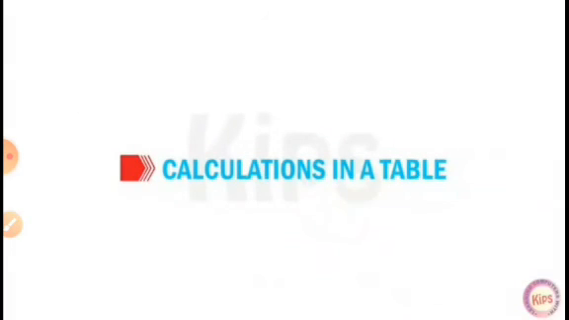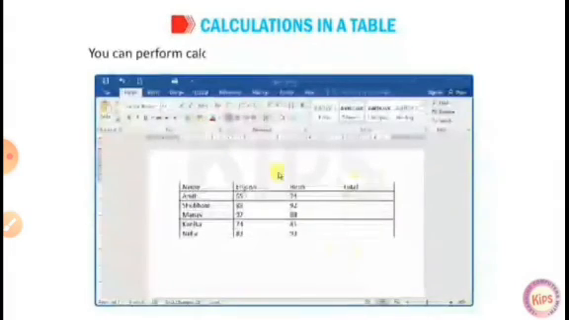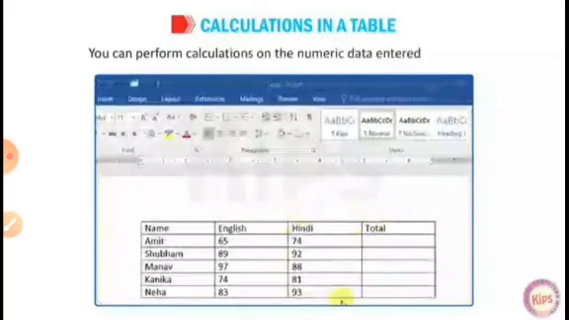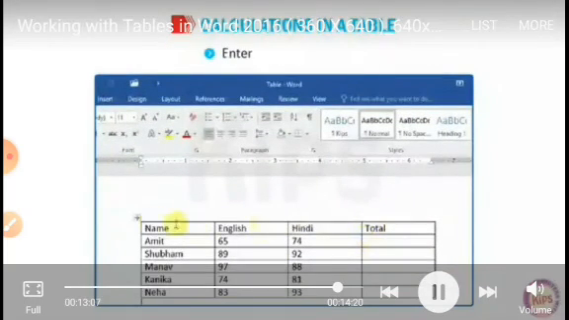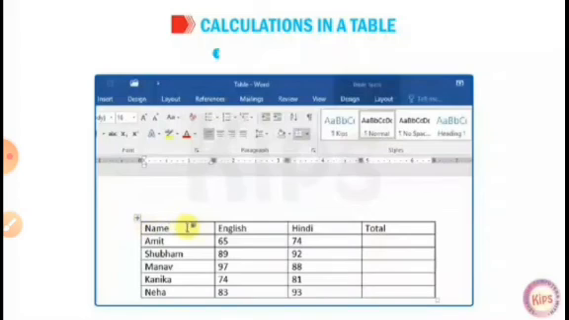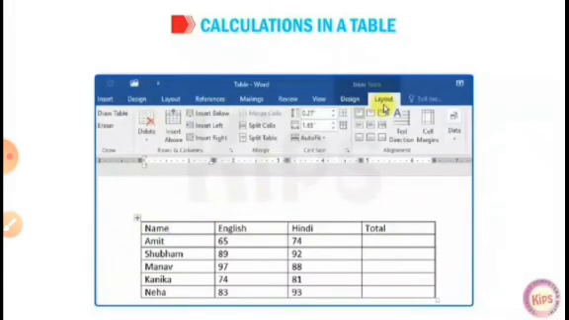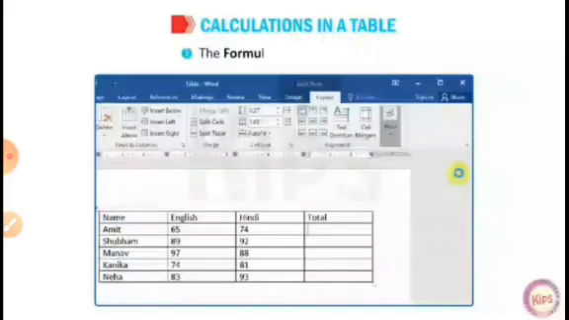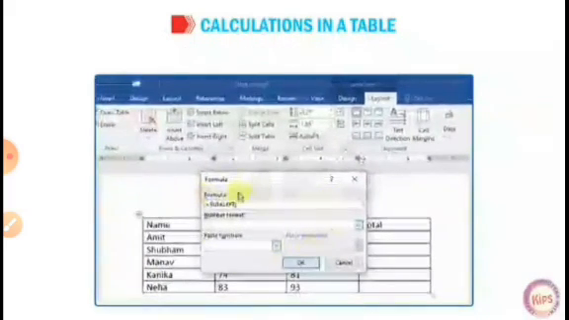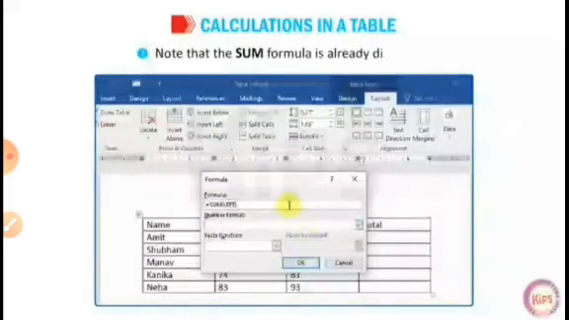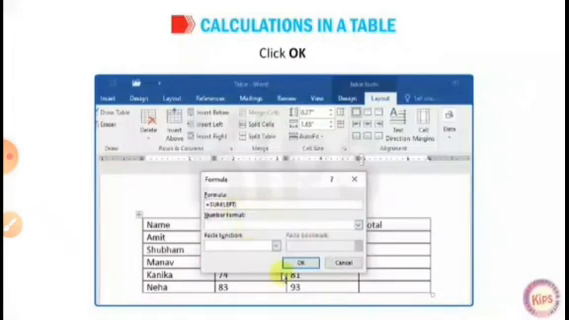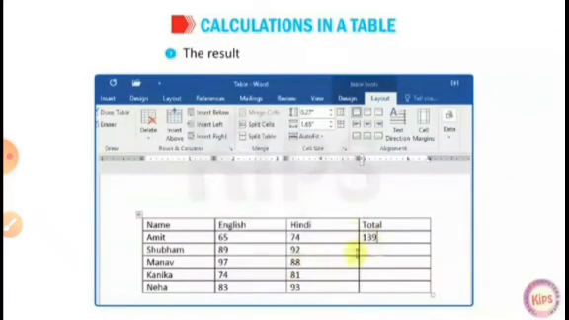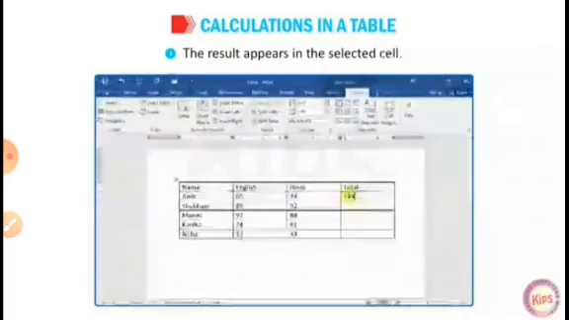Now dear students, calculation in a table. Okay students, you can also calculate in a table. Enter the data in a table, select the Layout tab and click in the cell where you want the result to be displayed. Select the Formula button in the Data group and the Formula dialog box appears. Note that the SUM formula is already displayed. Click OK. The result appears in the selected cell.